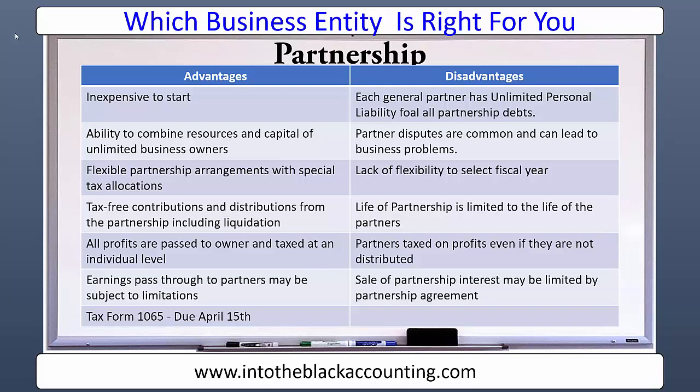And you have the ability to combine the resources and capital of unlimited business owners. You can have as many partners in a partnership as you want. Flexible partnership arrangements, that we could say that everybody's even or 90-10 or whatever. Tax-free contributions and distributions from the partnership, including liquidation, which means that if you put money in or take money out up to your basis, you don't have to worry about paying taxes on that.